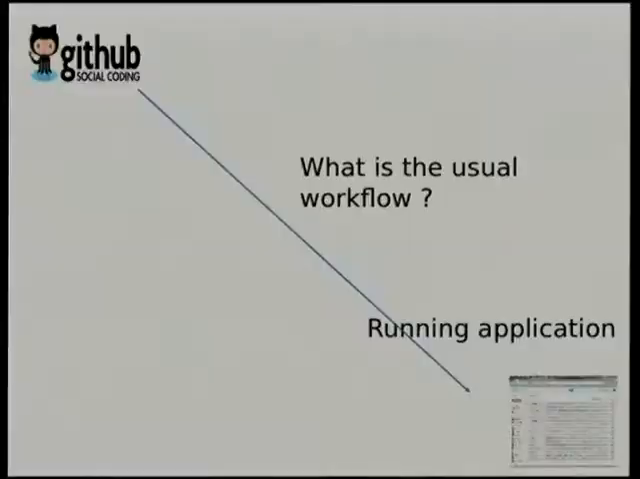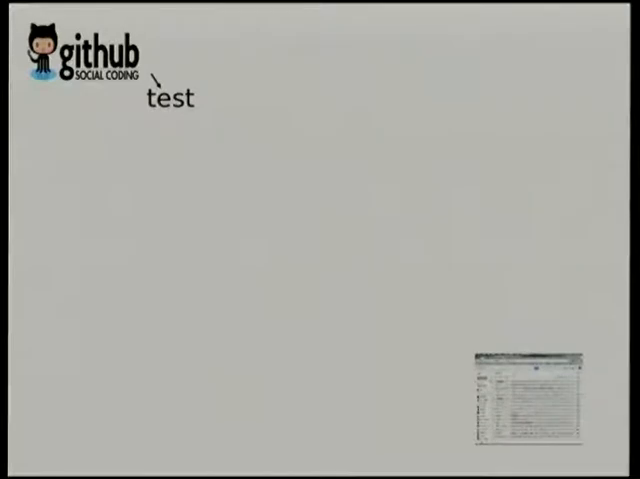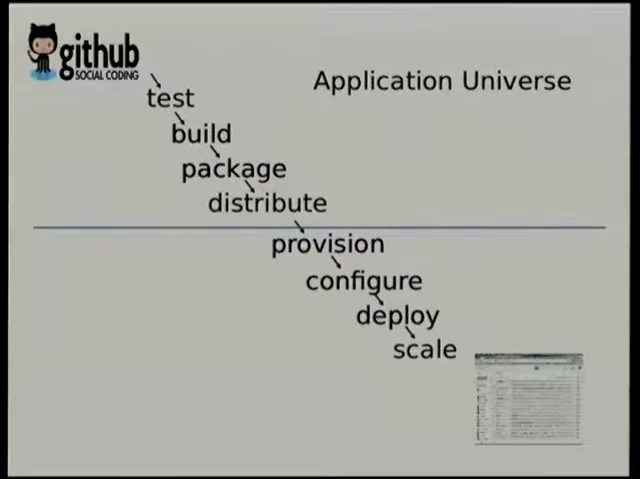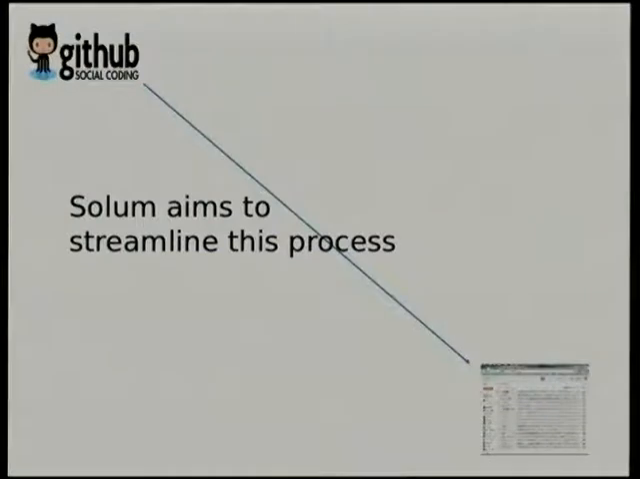So what is the usual workflow in going from, for instance, a GitHub repo to a running application in the cloud? So you usually have some kind of unit testing, you build, packaging, distribution, and that's all in your application universe. And then provisioning, configuring, deployment, and scaling is all in the operational area. And these are all steps that you would normally have to either do manually or set up yourself to automate. And Solum aims to streamline that whole process. So basically, you don't have to do it.